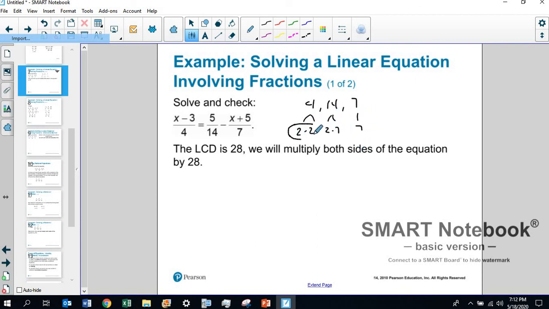So we take the highest power of the 2, and we take the highest power of the 7, and we get 4 times 7, which is 28, and that's the LCD. And that's how you do it. We talked about LCDs with the rational equations in P6.